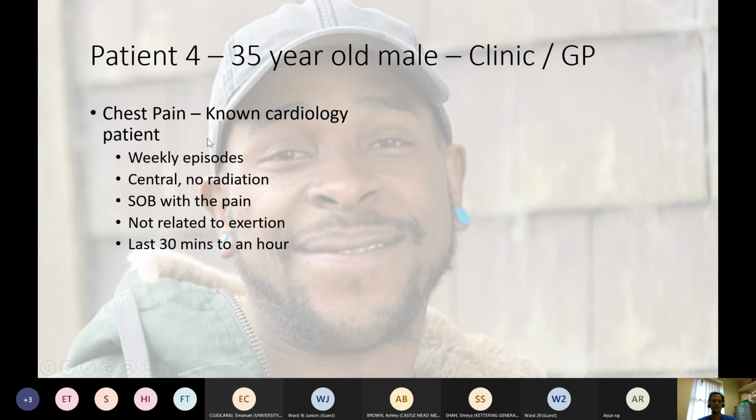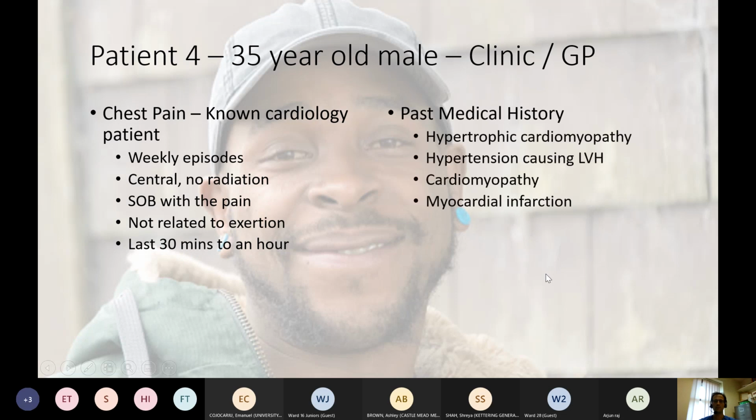But the key things are, is it a new symptom, or has it been going on for a long period of time? Is it related to exertion? And is it lasting for long periods when it comes on? And those features can help you distinguish between pain that you might need to send the patient by ambulance to CCU, or actually things may be fine. You obviously want to know about why they've got the pain.